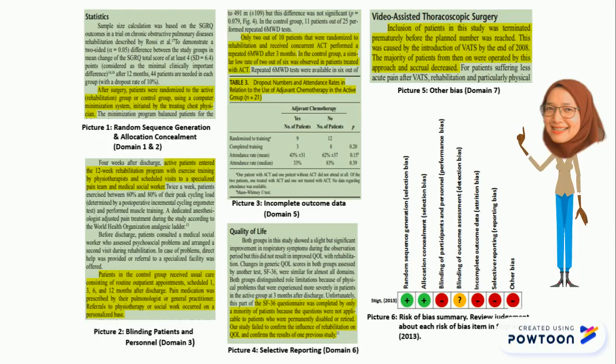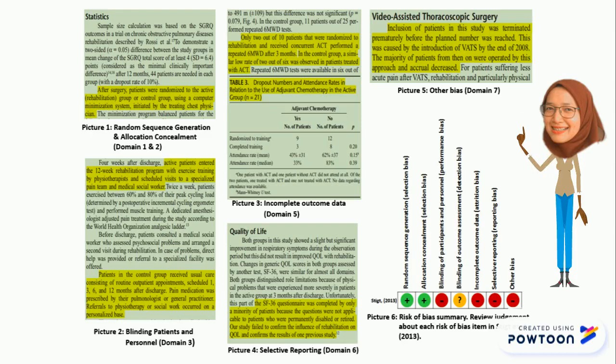Next RCT, it is a study written by Stick et al., 2013. For the first and second domain, which are random sequence generation and allocation concealment respectively, this study has low risk of bias as they use a computer minimization system to allocate the patients into groups.